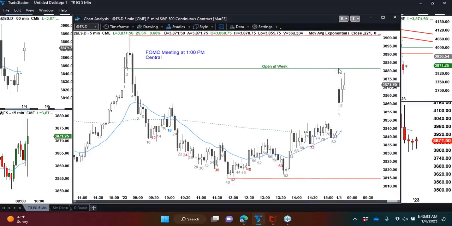Testing the open of the week. And we have to think about the market probably going sideways for a lot of today, because it's an FOMC day. And it's common for the FOMC to go sideways for most of the day and then have a breakout up or down.